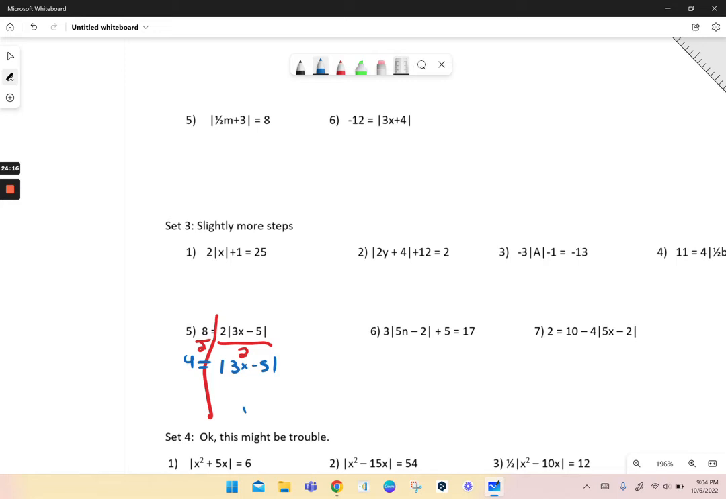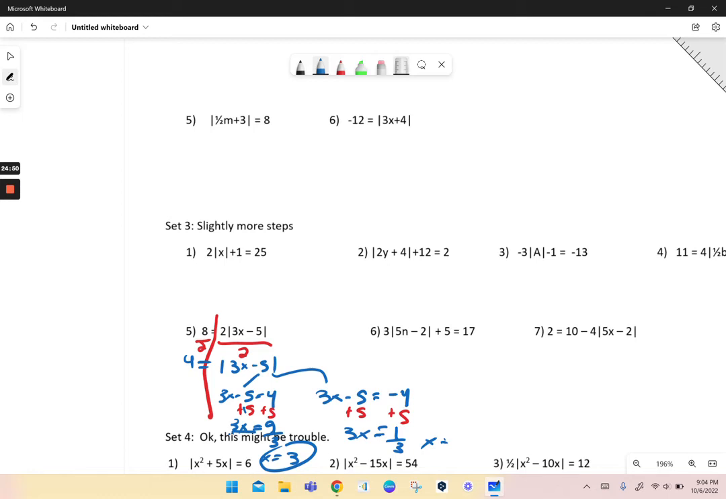3x minus 5 could equal 4, because absolute value of 4 is 4, or 3x minus 5 could equal negative 4. We're going to solve both of these, add 5. In both cases, we get 3x by itself, but here we get 9, and here negative 4 plus 5 is equal to 1. So when we divide by 3, x is equal to 3, or when we divide by 3 here, x is equal to 1/3. And we're fine with that. X could be 3 or 1/3. Those are the 2 answers. That's the best way to leave the solution.